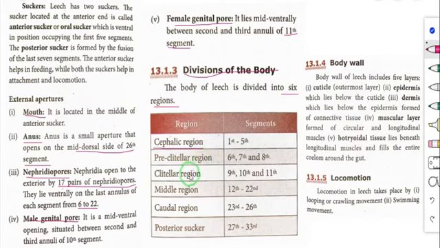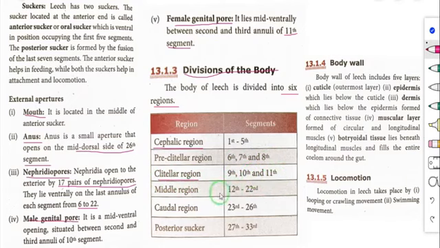Clitellar, I already told you, clitellar means the thickened area. So the preclitellar region is located in the 6th, 7th and 8th segments. Then the clitellar region, that is a thickened area, is located in the 9th, 10th and 11th segments.